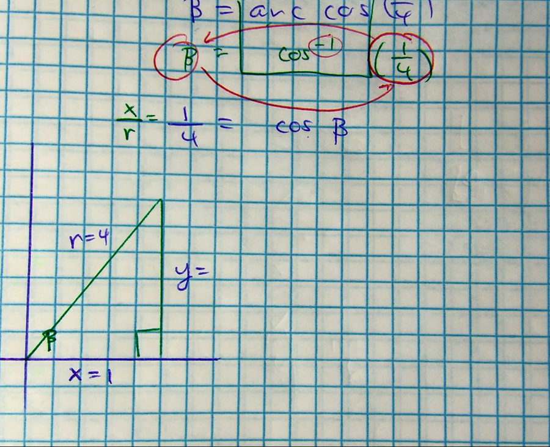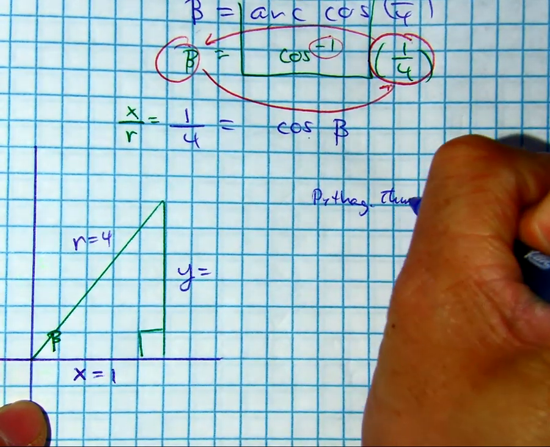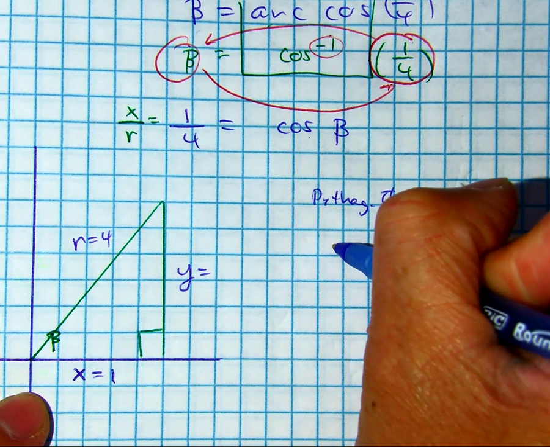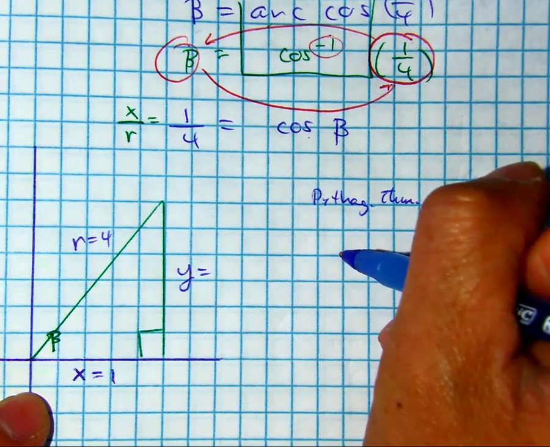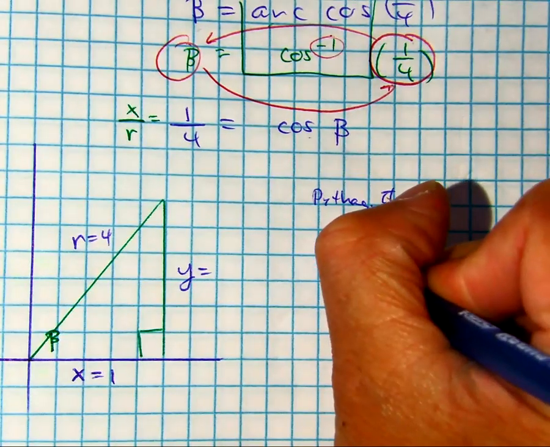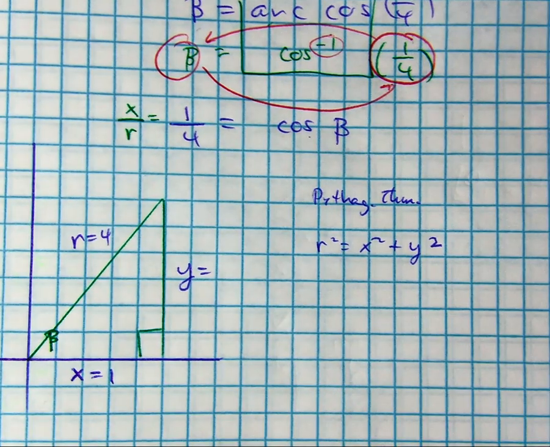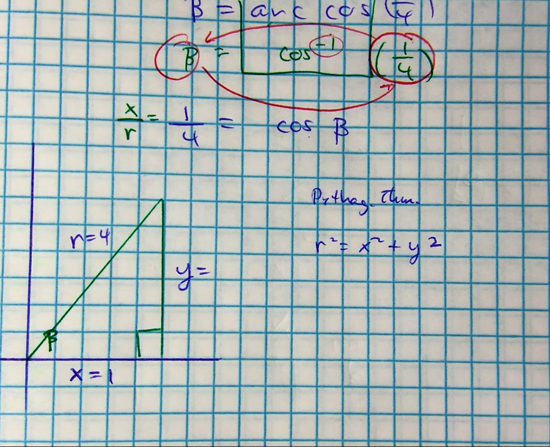Partner A, tell partner B, Pythagorean theorem. Brian, what is the Pythagorean theorem? Jade, what's the Pythagorean theorem? Ryan, what is the Pythagorean theorem? x squared plus y squared equals r squared.